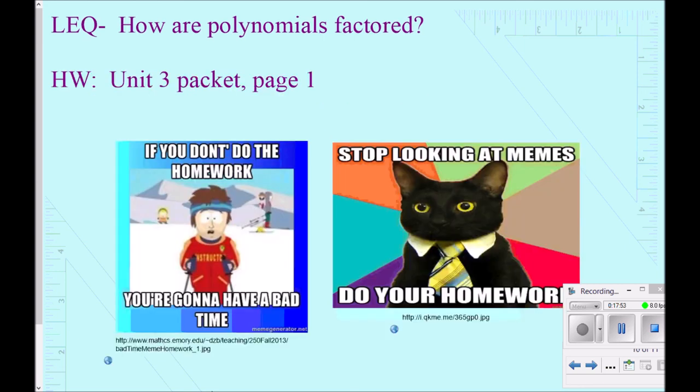Okay. Now, that's it for the lesson for today. So homework for tonight, you're going to do all of page 1 in the Unit 3 packet.